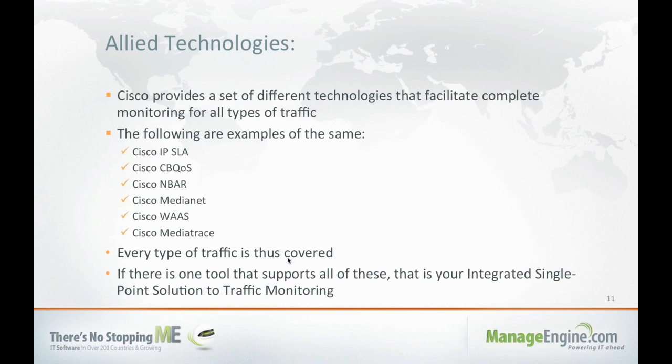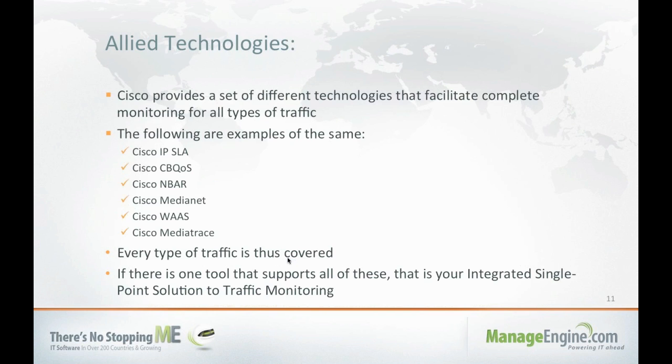So some of the examples are for service level agreements. For SLAs, Cisco IP SLA is Cisco's offering. CBQoS monitoring makes sure that your QoS is validated properly, or the quality of service is in place. Cisco NBAR, which is for deep packet inspection, is used to classify the different applications, even those applications that hide behind dynamic ports and all of that, like your Skype, etc.